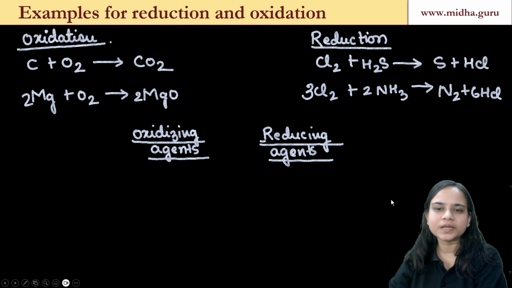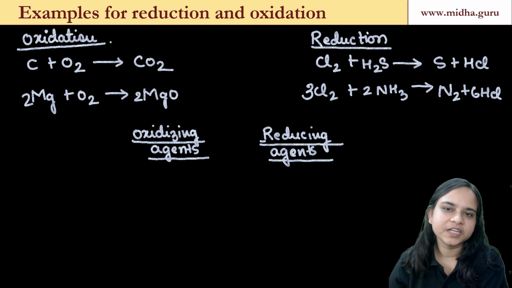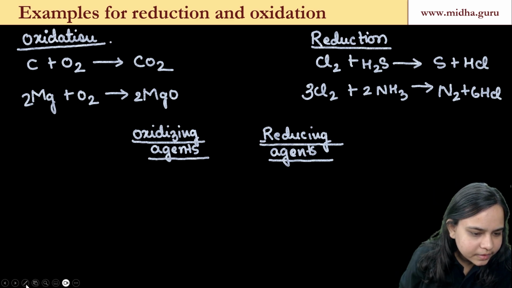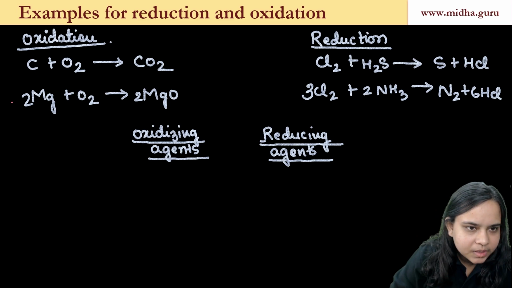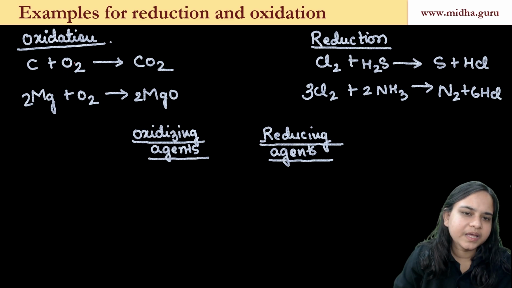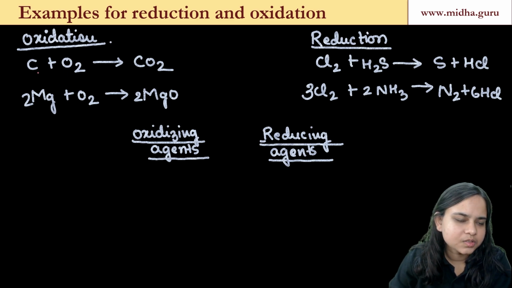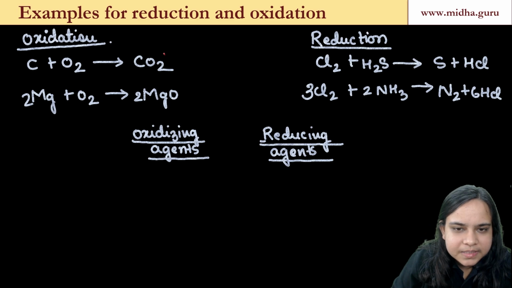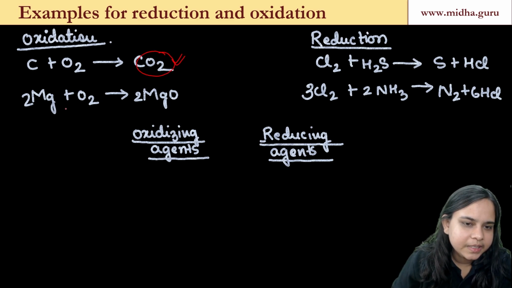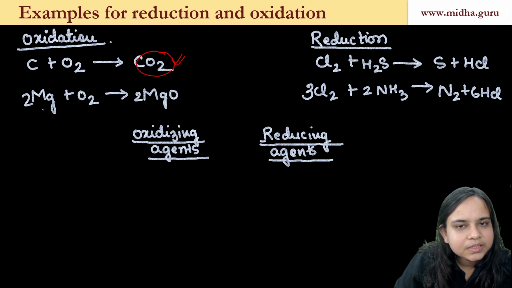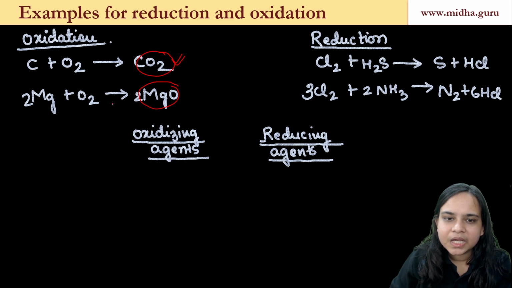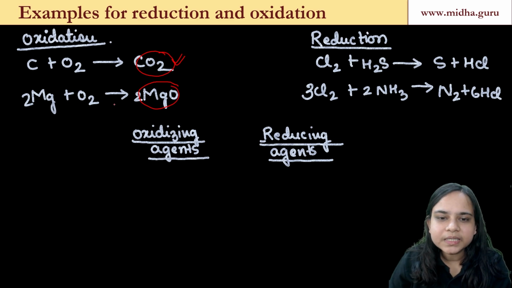Okay. Now here we have a few examples to understand reduction and oxidation in a better way. Starting from here, oxidation. If you could see the screen nicely, this carbon is getting added to oxygen, or we can say oxygen is getting added to carbon, and it becomes carbon dioxide. So here oxidation is happening. Here again we can see that oxygen is getting added to magnesium. It becomes MgO, magnesium oxide. Here again it becomes oxidized.